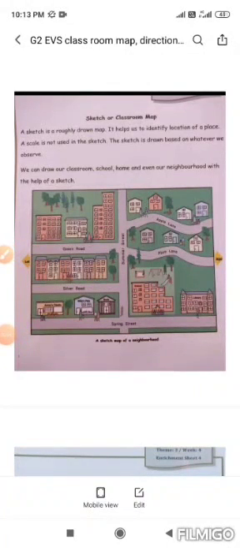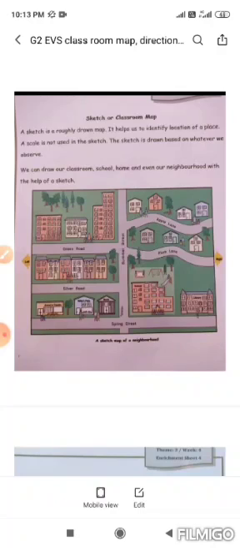Today we are going to learn a new topic, that's sketch or classroom map. Referring to your course book of EVS page number 54, where you find the topic sketch or classroom map. Students, a sketch is a roughly drawn map that shows only important features of a place.